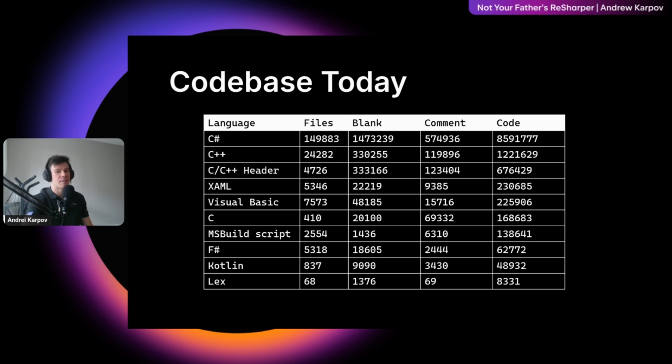You can see that most of the code is still written in C#. The C and C++ parts mostly come from the native parts of our profilers, but also from test data of ReSharper C++. And yes, we have Visual Basic. Our support for Visual Basic is written in Visual Basic. And of course, we use Kotlin to develop Rider's frontend.